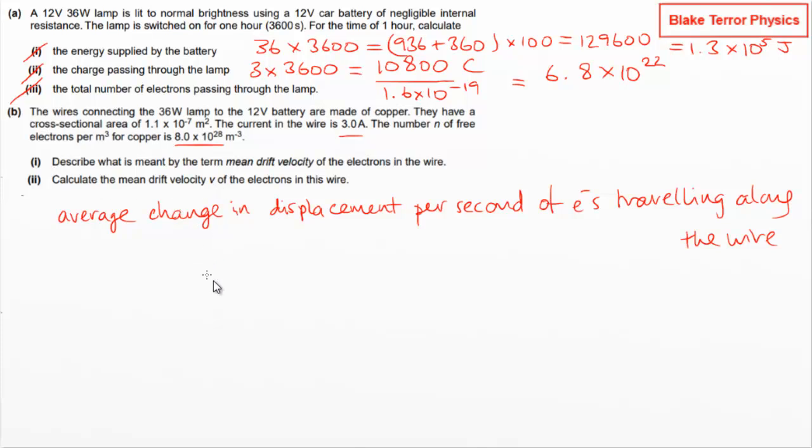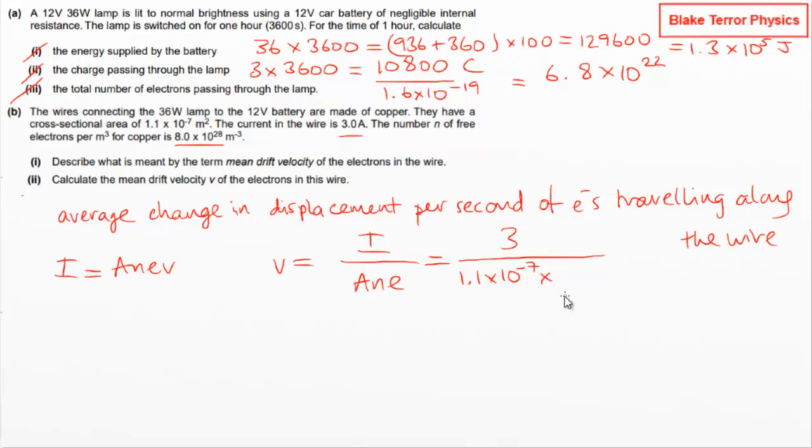Calculate this mean drift velocity. So yeah, we've got our I equals ANEV, so we're just going to rearrange that. V is I over ANE, and then we're just going to stick everything in, which means we've got 3 divided by, so where's our A? 1.1 times 10 to the minus 7. Then we've got N is 8 times 10 to the 28. And then we've got E, 1.6 times 10 to the minus 19.